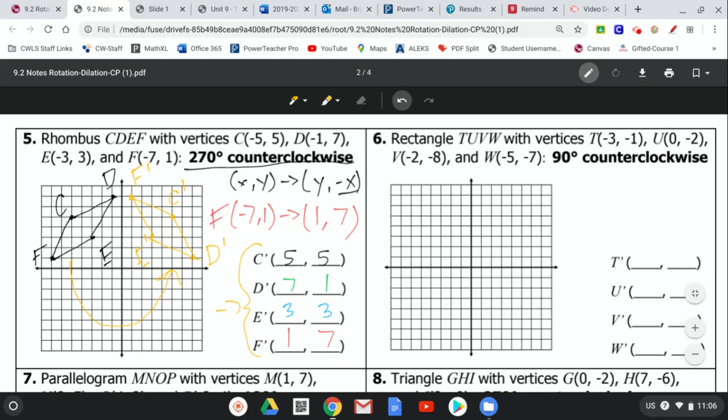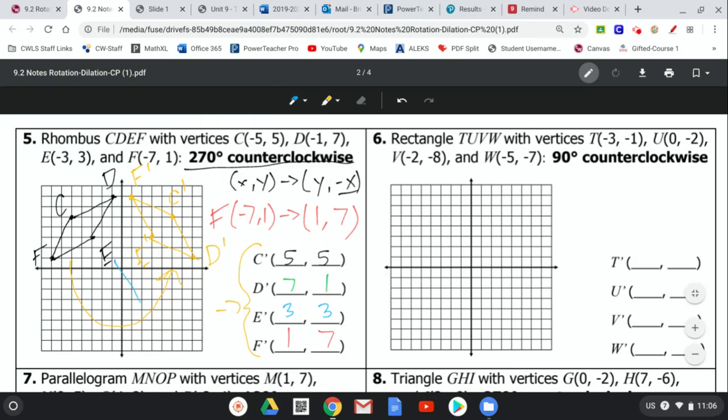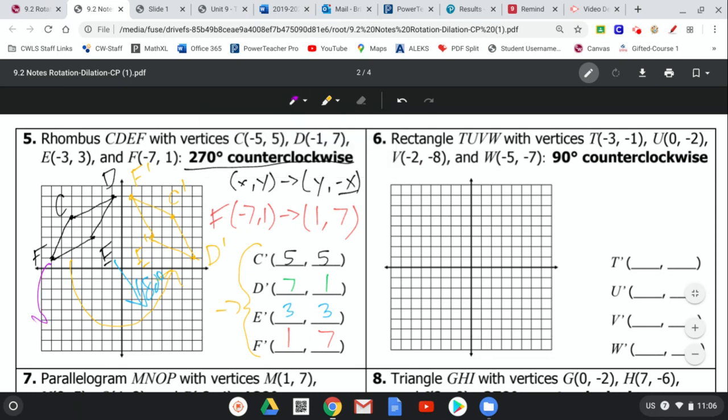For 180, if we're going to rotate something 180 degrees, basically it's going to go directly across. That would be 180 degrees. And then if it's rotating 90 degrees, those coordinates are just rotating to the next quadrant, all right, 90 degrees. So just an observation when you're plotting these, make sure you get the right answer.